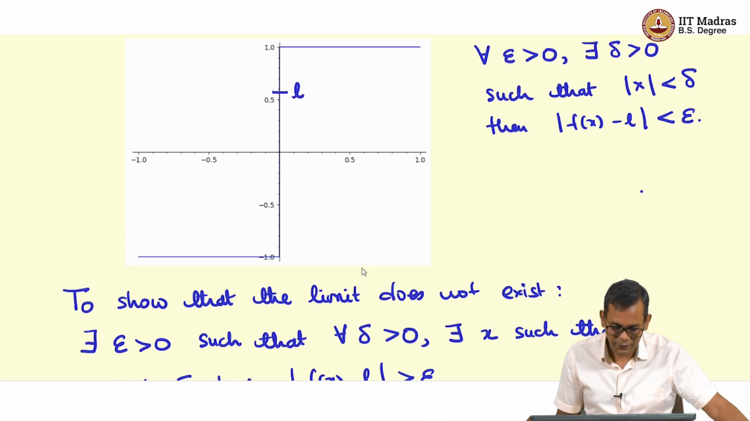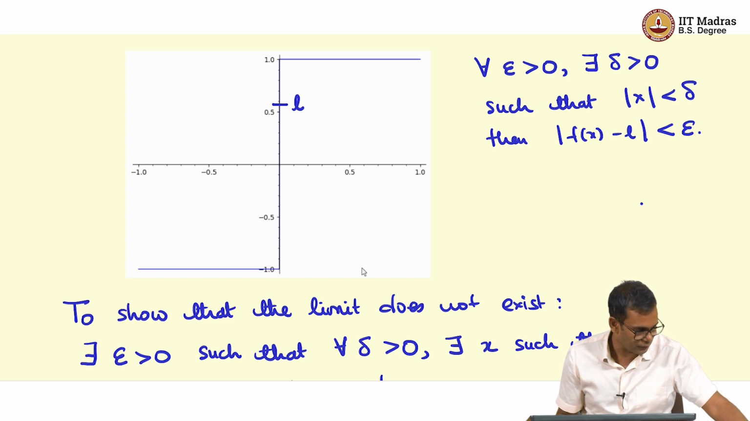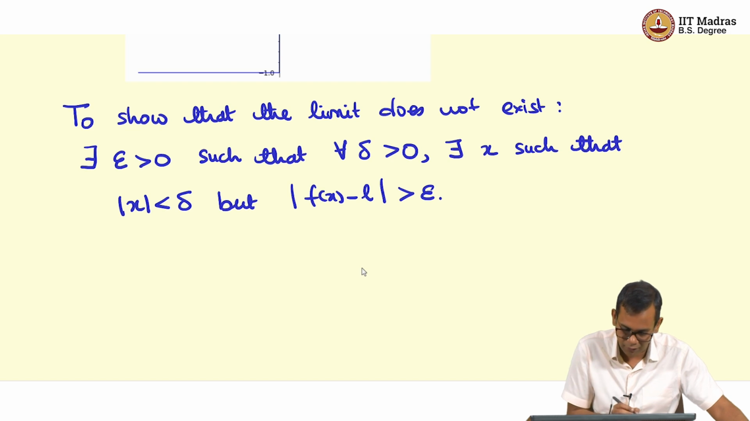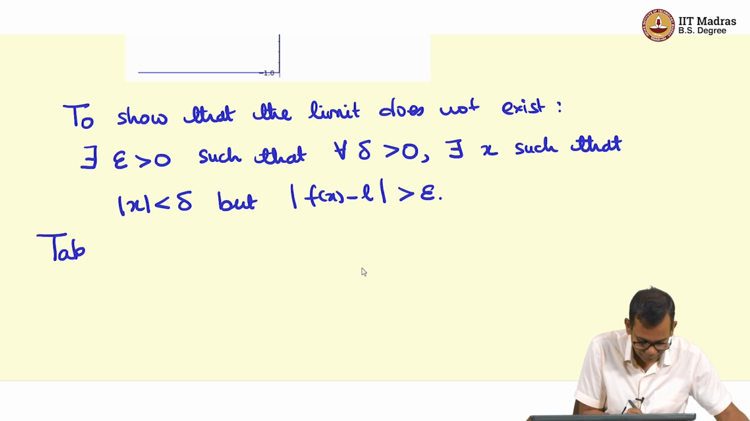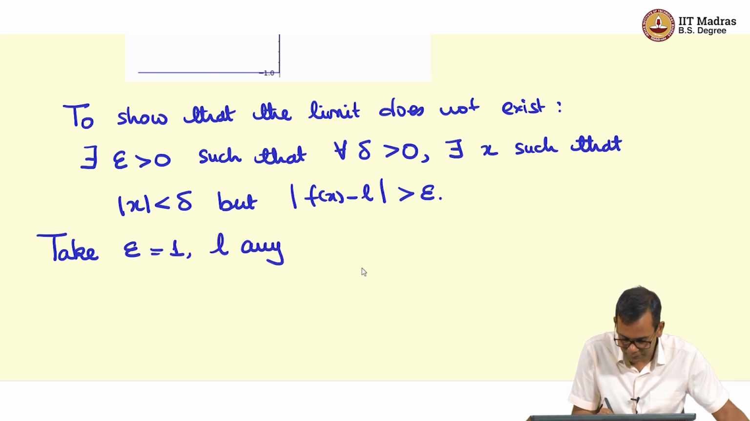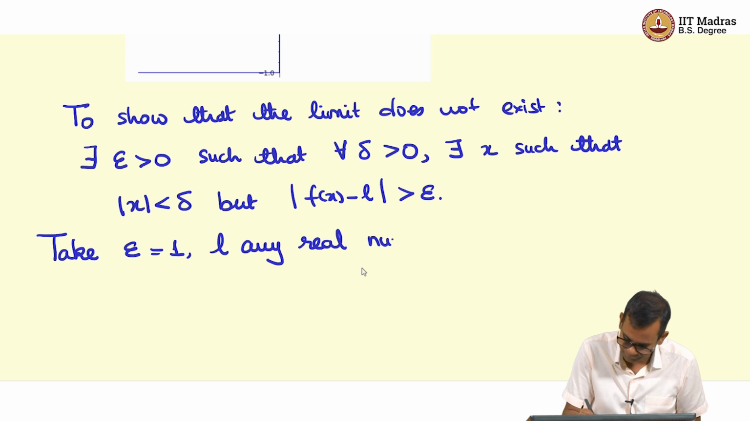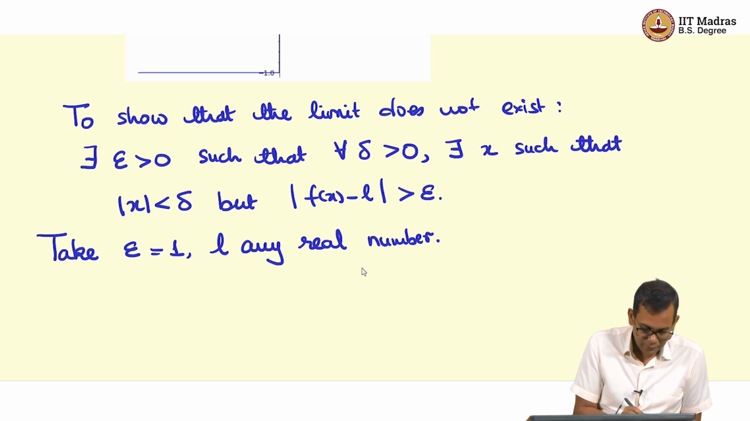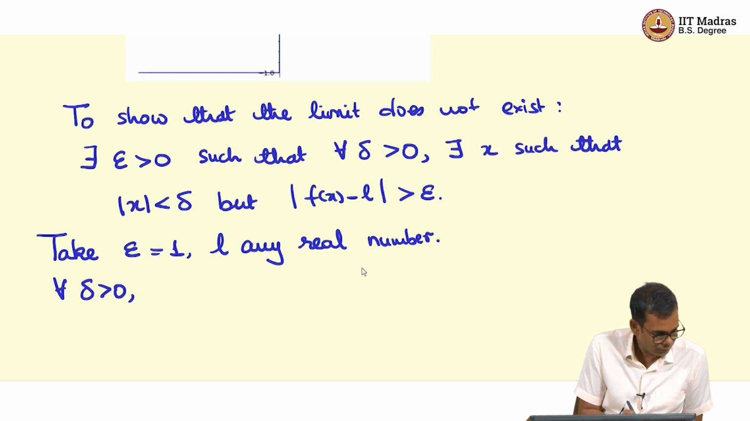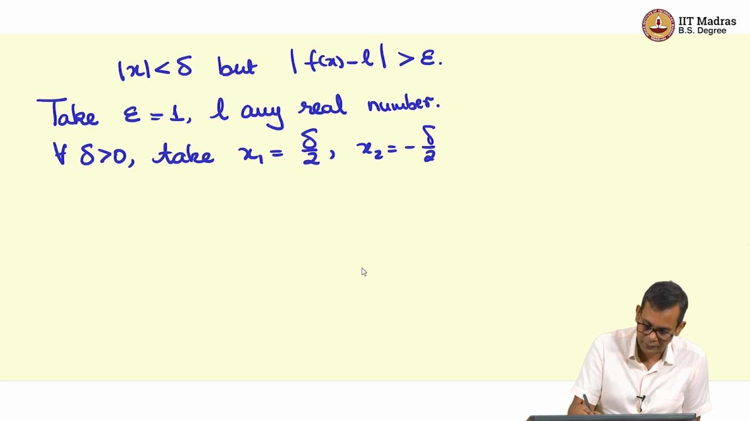Now, if you just look at this picture, the difference between the values from the left and the right is 2. So, let us try our luck with epsilon equals 1, which is about half that distance. And L any real number. We want to show that there is no limit, no real number is the limit. Okay. Now, for every delta greater than 0, take x1 equal to delta by 2, x2 to be minus delta by 2.